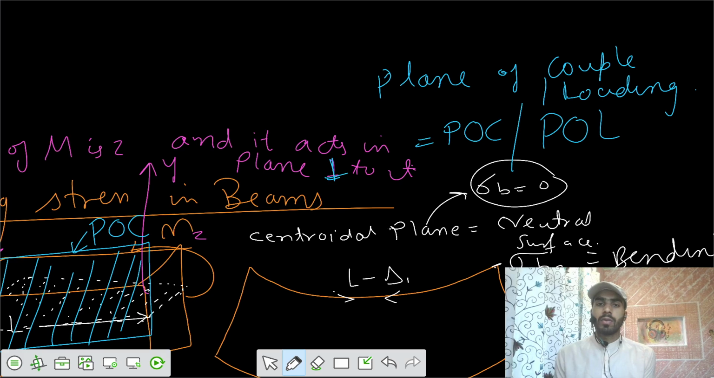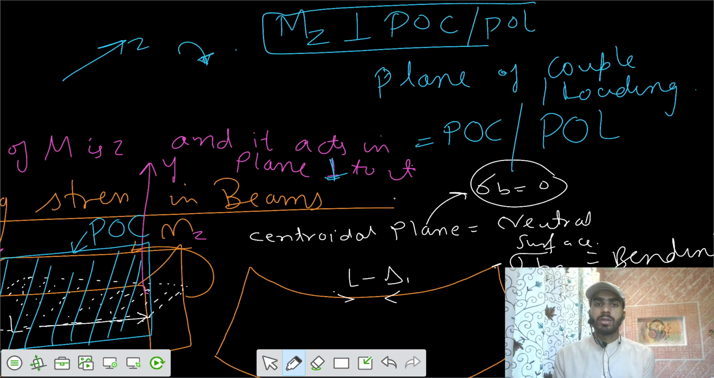So this is the plane on which the bending moment is finally acting. The direction of moment is z, but it acts on a plane perpendicular to it, which we call the plane of couple. So the final conclusion is that the moment z direction is perpendicular to the plane of couple or plane of loading. So that is one conclusion.